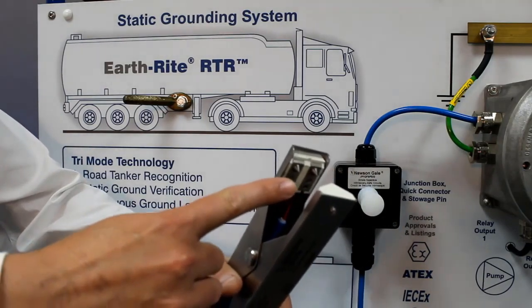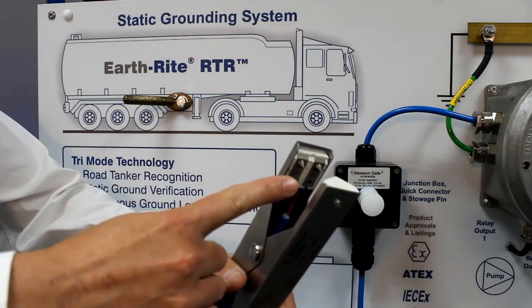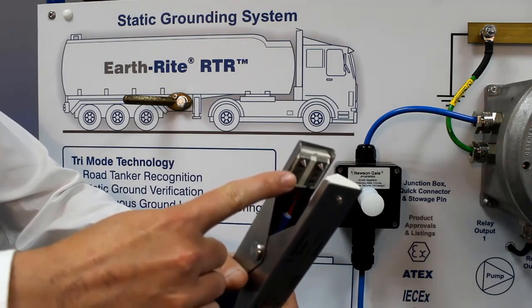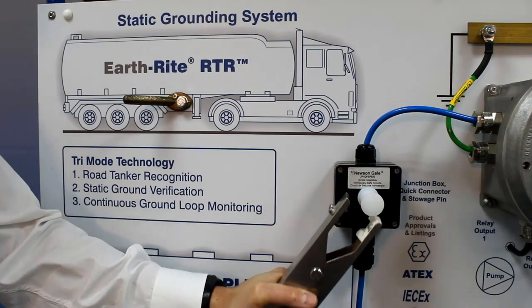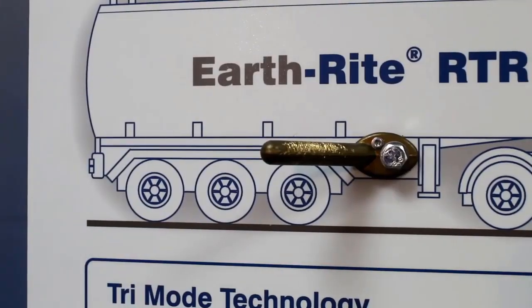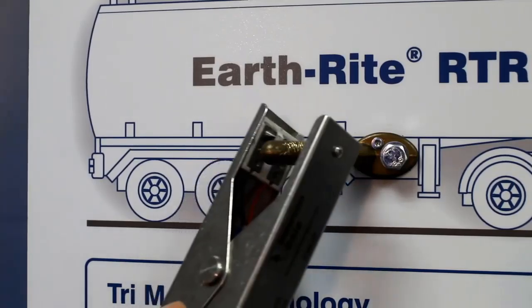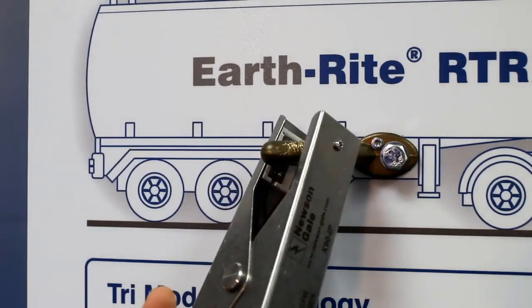It is made from stainless steel 304 to provide high levels of chemical resistance and uses tungsten carbide tips that are capable of biting through any deposits that might have built up on the designated earth point and provide a reliable, low resistance, less than 10 ohms metal on metal contact.